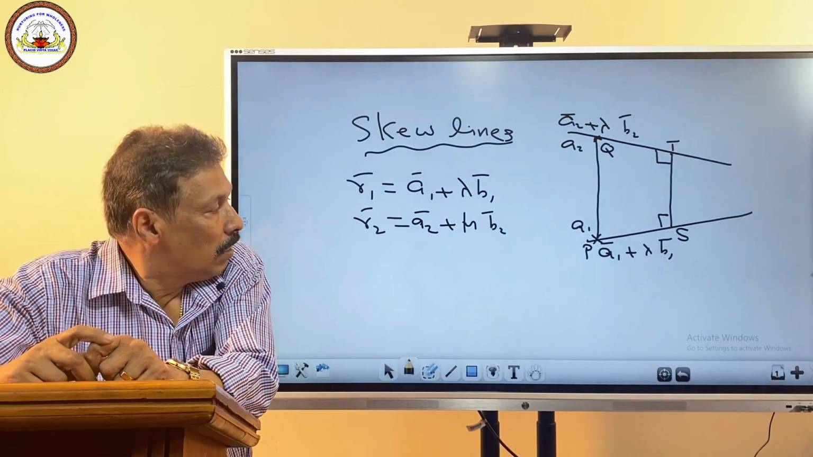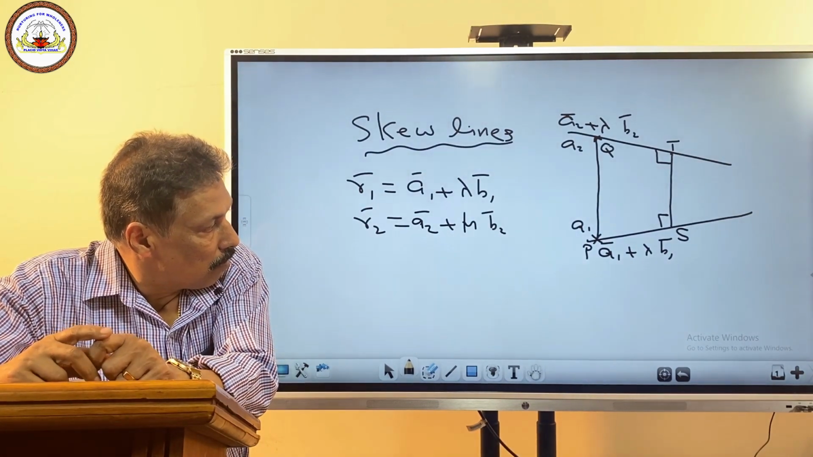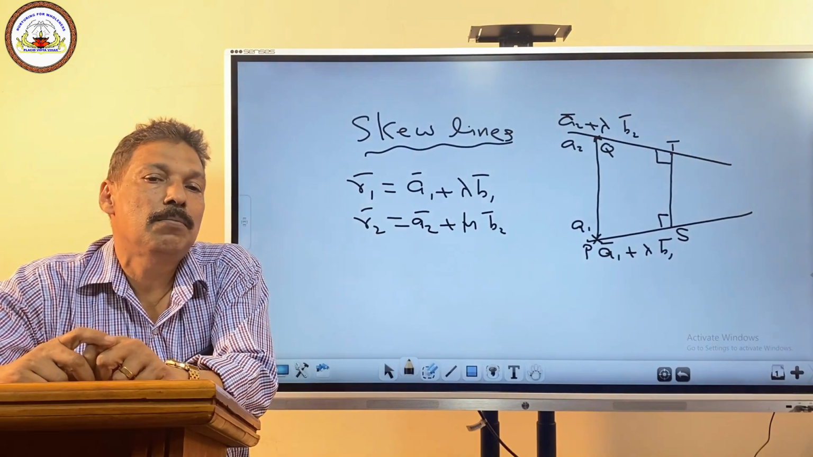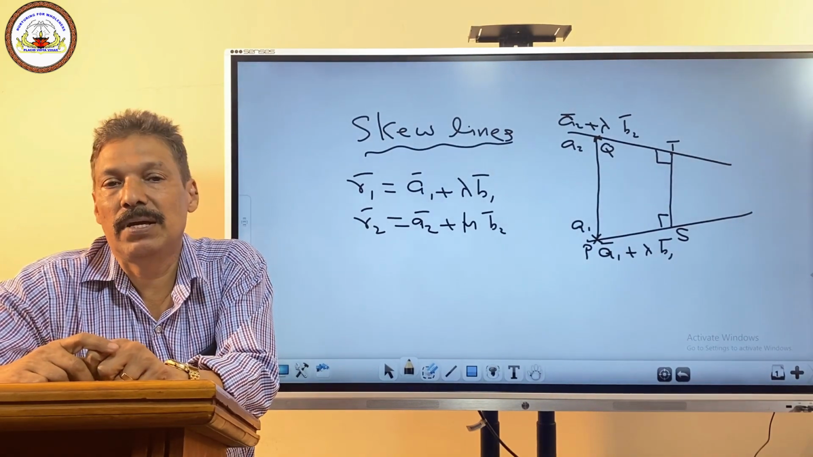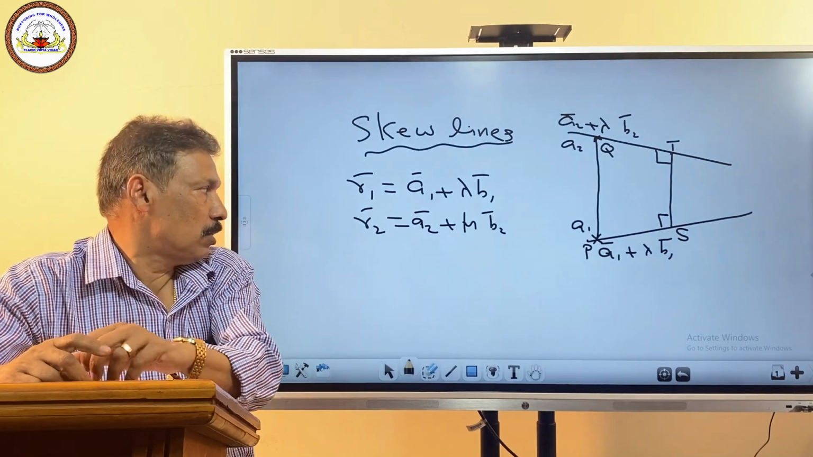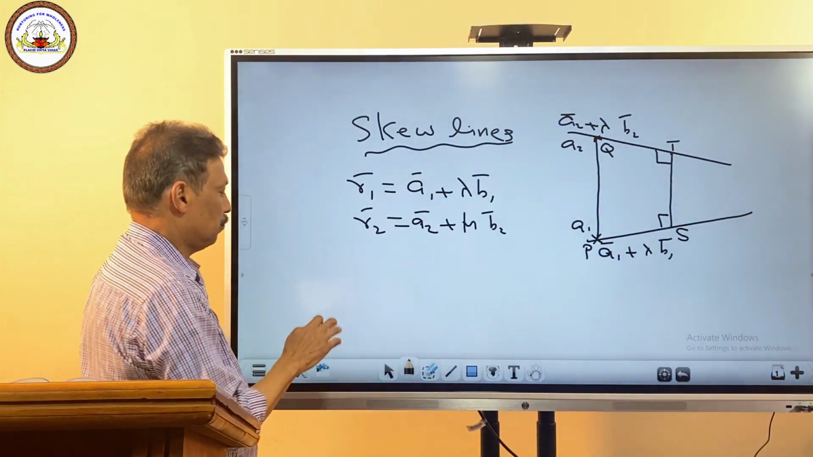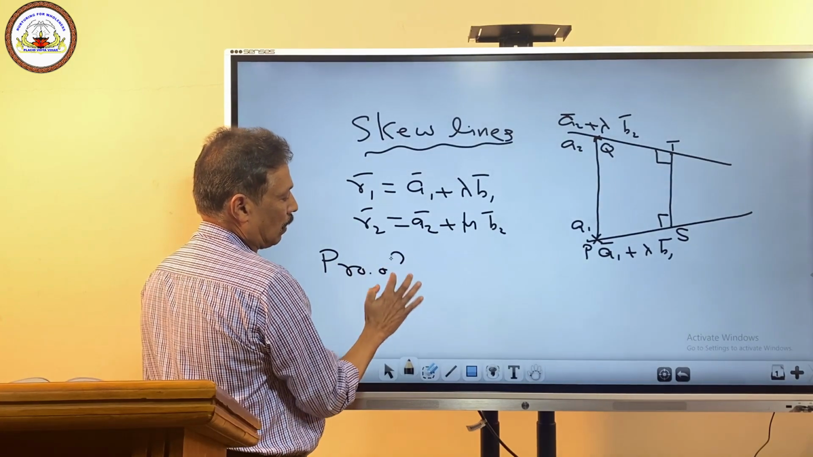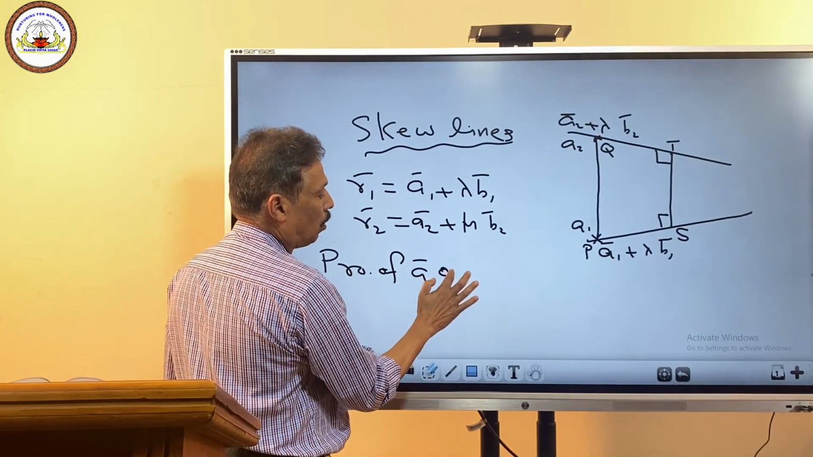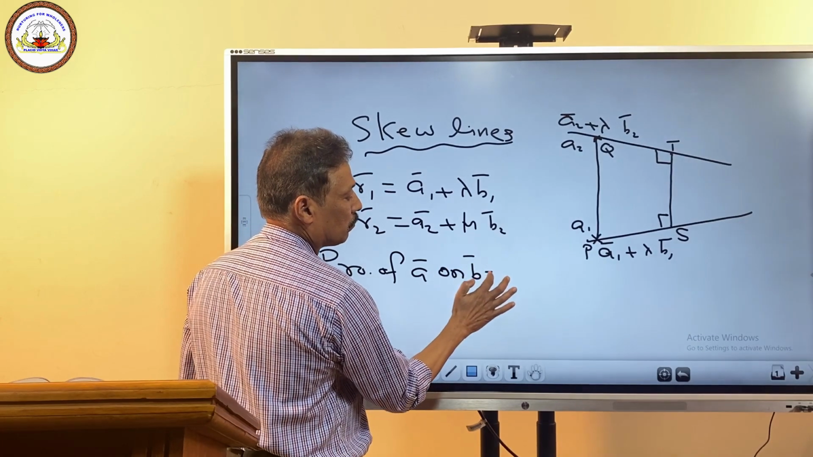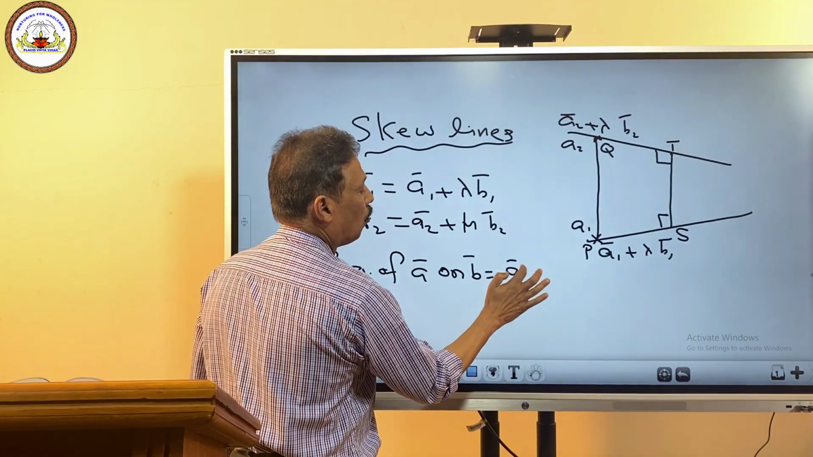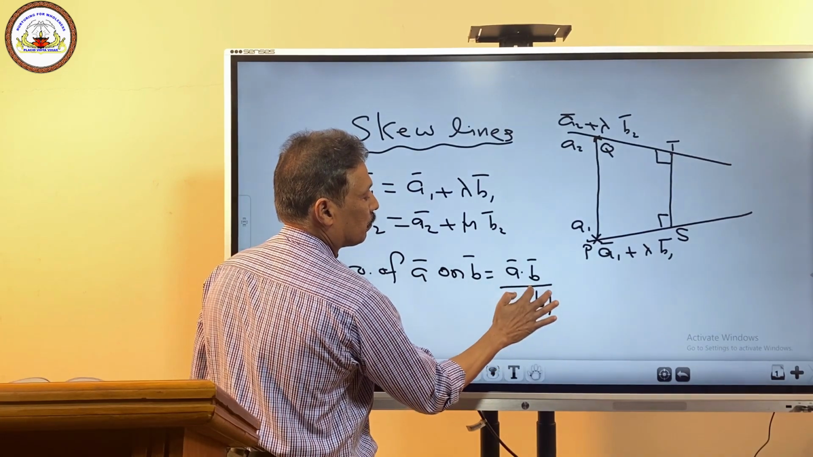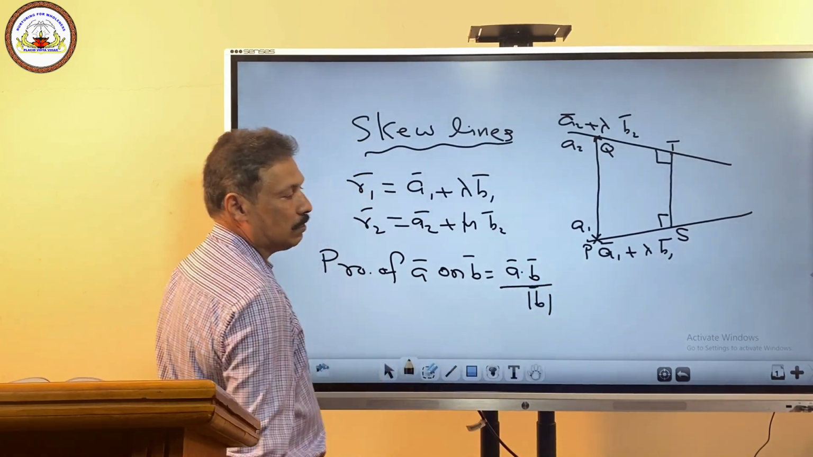In the last chapter in vectors, we learned about the projection of one vector on another vector. The projection of A bar on B bar is A bar dot B bar divided by mod B bar. That's the formula.